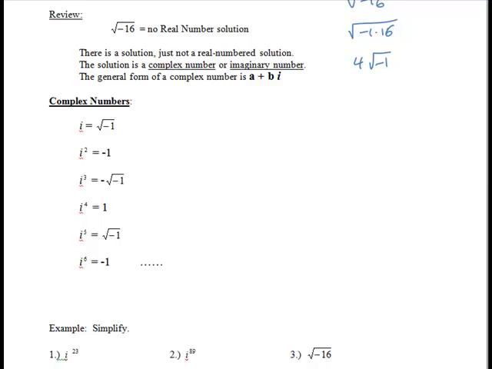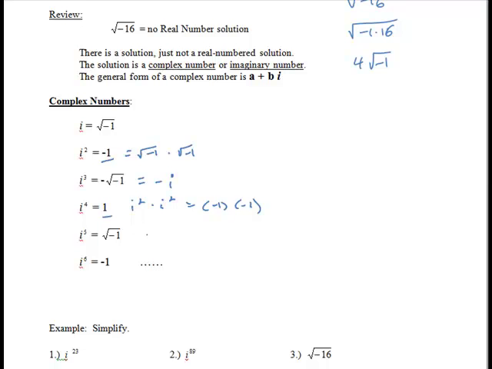Look at the powers of i. i squared is i times i. So the square root of negative 1 times the square root of negative 1, multiplying two identical square roots together, just gives you the radicand, negative 1, which, notice, is a real number. i squared, negative 1, is simply a real number. i cubed is i times i squared, so negative 1 times the square root of negative 1, or simply negative i. i to the fourth is i squared times i squared, or in other words, negative 1 times negative 1, which gives us positive 1, another real number.